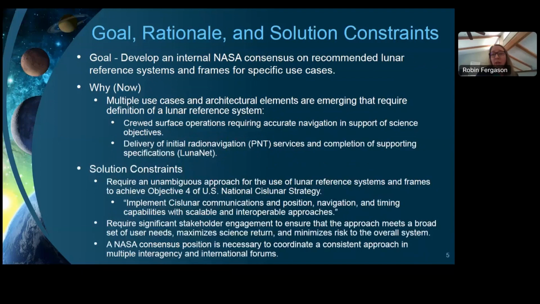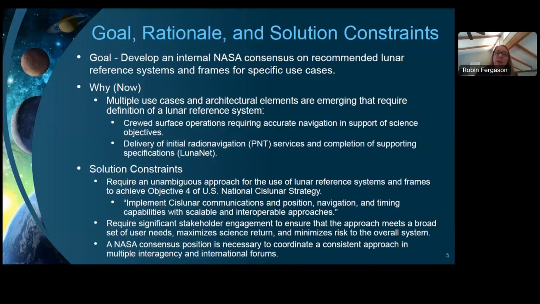So the goal of this working group, I've already kind of alluded to this, but our goal is to develop an internal NASA consensus on recommended lunar reference systems for very specific use cases. And it's important to have these conversations now because multiple use cases and architectural elements are emerging that require the definition of a lunar reference system.